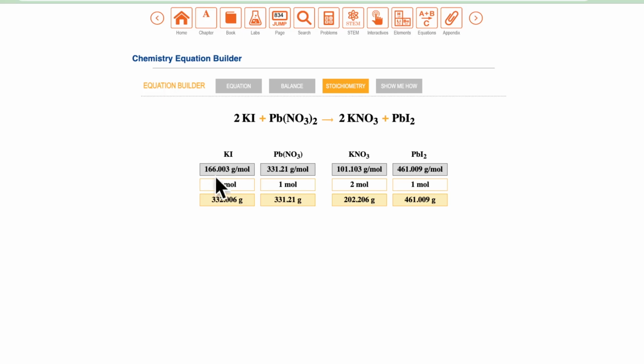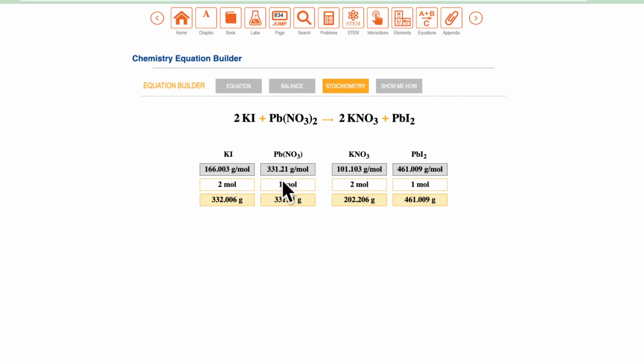So potassium iodide, there are 2 moles in proportion to 1 mole of lead nitrate. The top row that is gray, those are the formula masses. The middle is the mole ratio. And the bottom is, if you had 2 moles of potassium iodide, that mass would be about 332 grams based on the formula mass. And that is calculated out for each term.